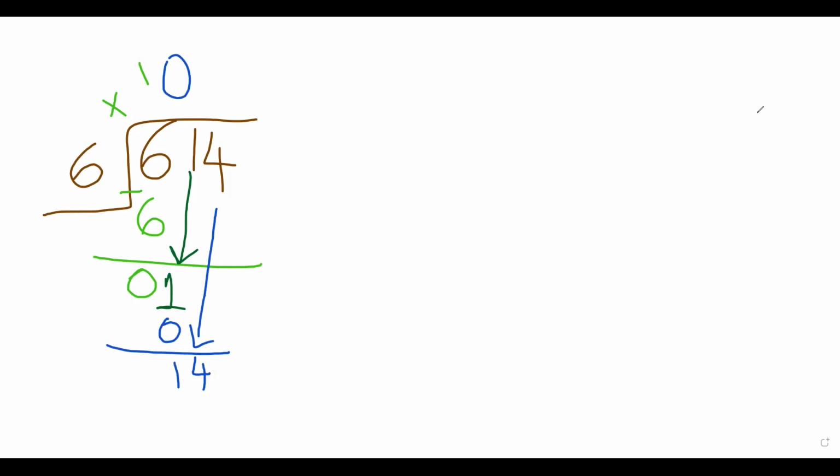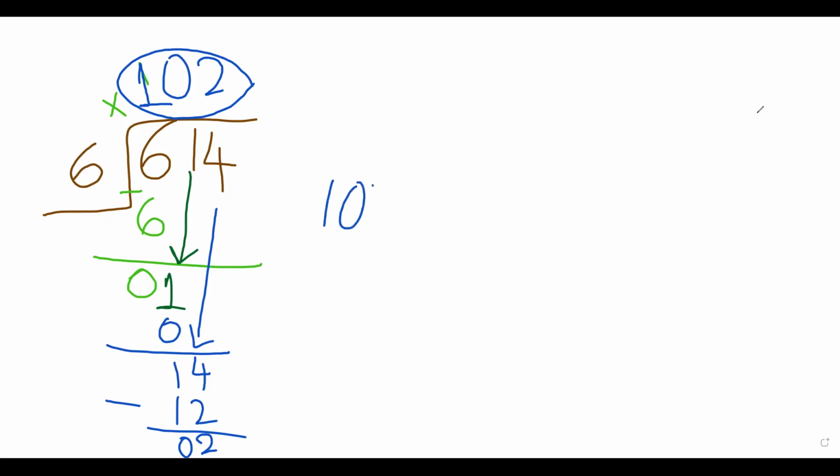What number is close to 14 when multiplied by 6? 2, bravo. 2 times 6, sorry, equals 12. Thank you. And what's the remainder here? 14 minus 12, it's 2. Now, what do I mean here? I have this answer, which is 102. The answer here is 102, and the remainder here is 2.